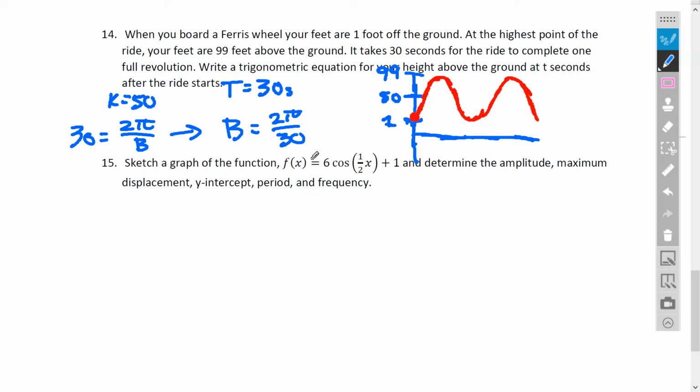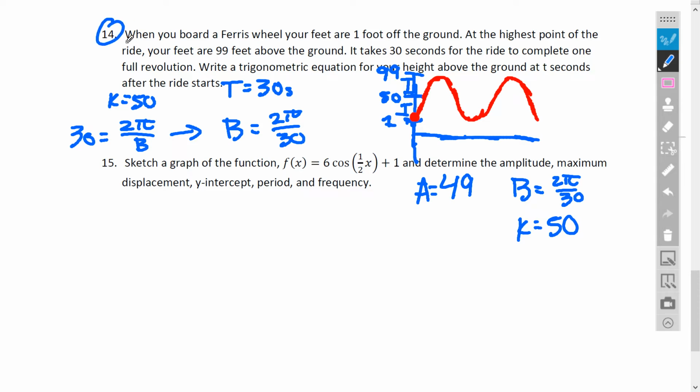All right, so what we have so far, and I'm going to have to use this room down here for problem number 15. So what we have so far is that our a value, our amplitude, is 49 because the distance from 50 to 99 and from 50 to 1 is 49. Our b value is 2 pi over 30. Our k value, our vertical transformation, is going to be 50. However, we also have a horizontal transformation as well.